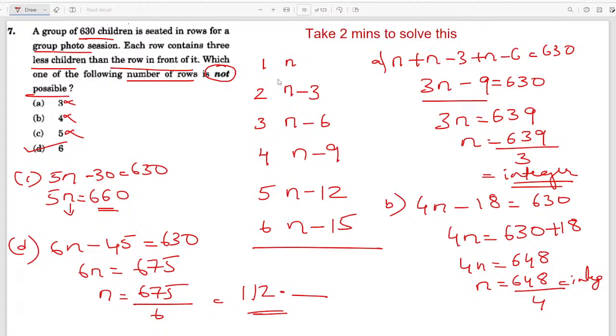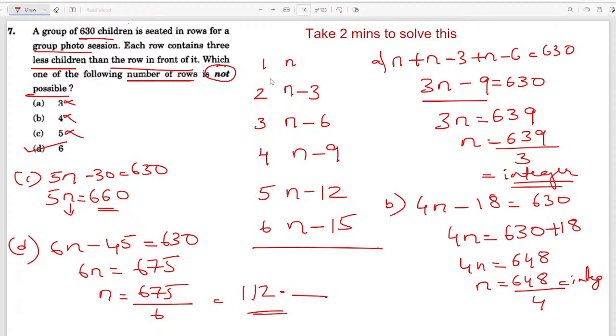The front row is n, then the second row will be n minus 3, 3 less. Again, 3 less from this one. If I subtract 3, it will be n minus 6. Again, if I subtract 3 from here, it will be n minus 9. If I subtract 3, this will be n minus 12, n minus 15.